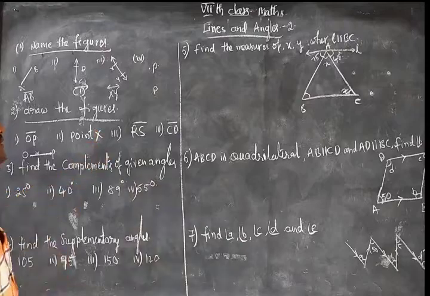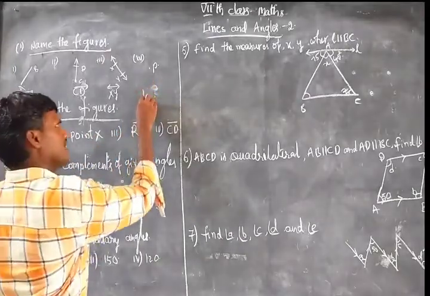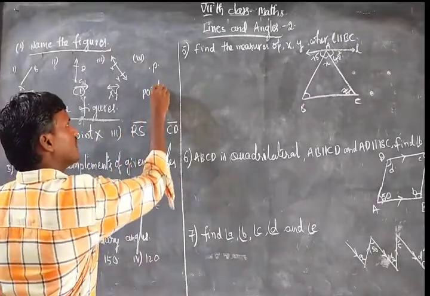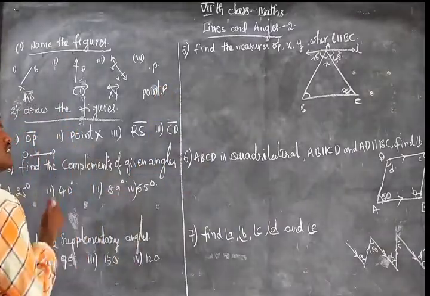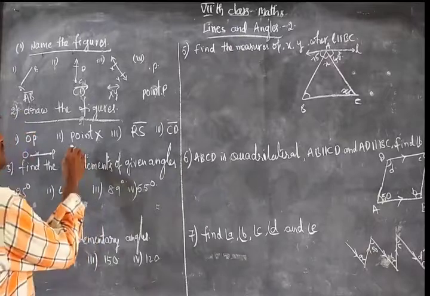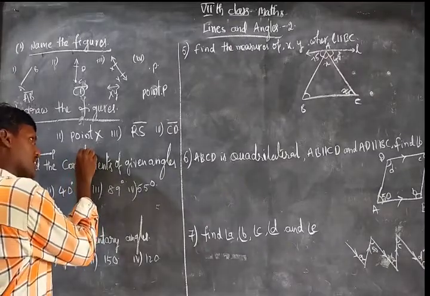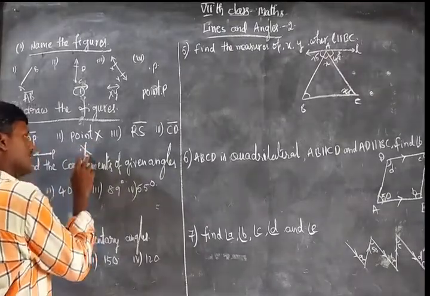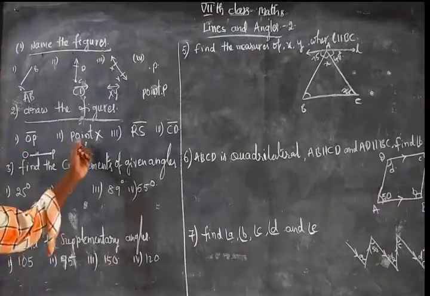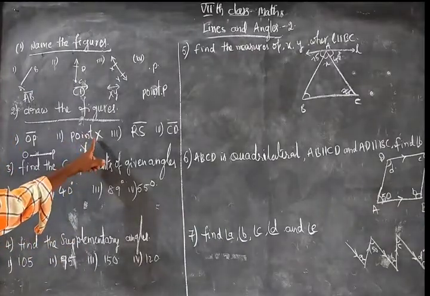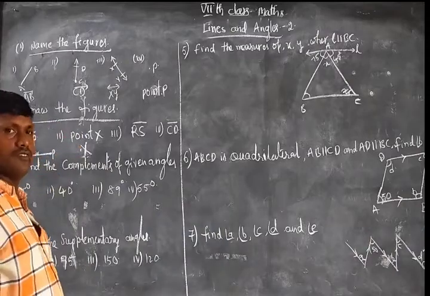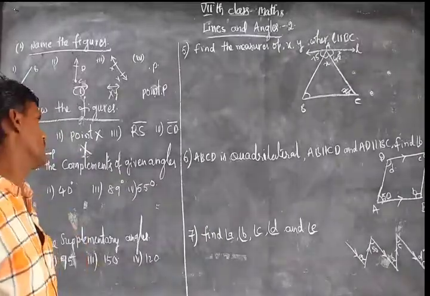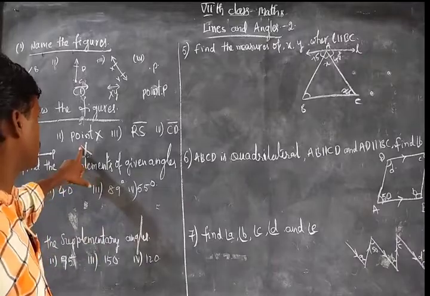Point X. Here it is also point P. We read it as point P, and as well as point X. Simply, how can you denote point X? He gave point X, so how can you denote that? Dot X. You can denote it as dot X. So next one.